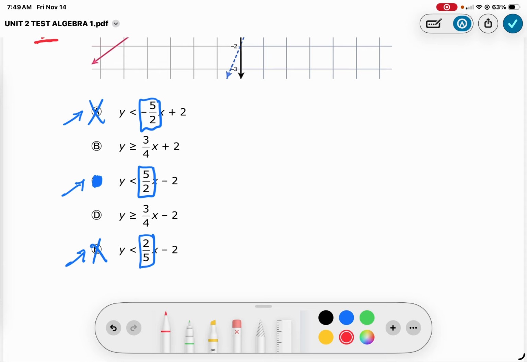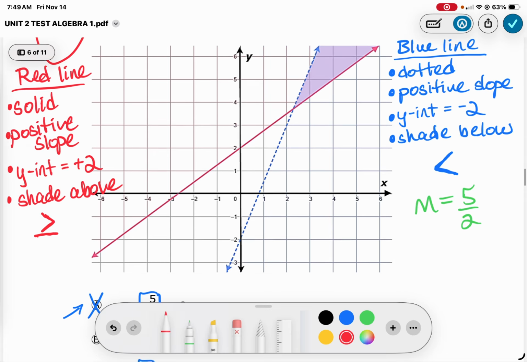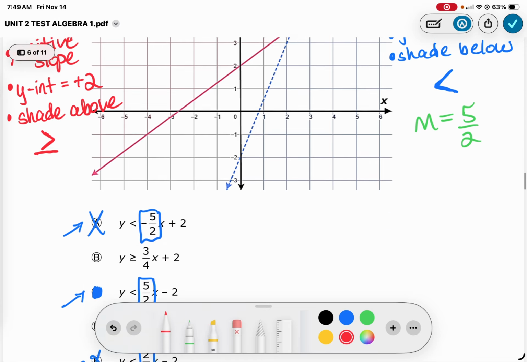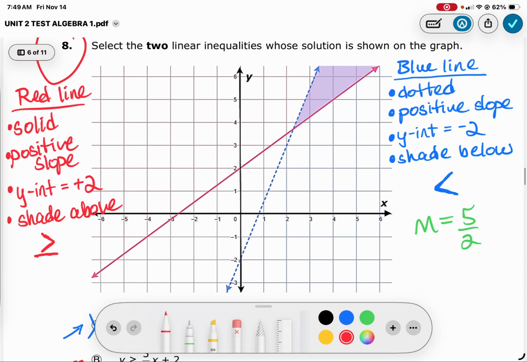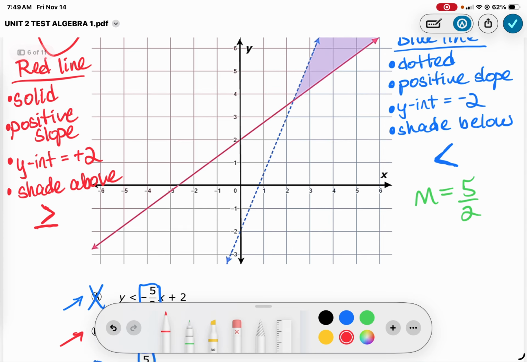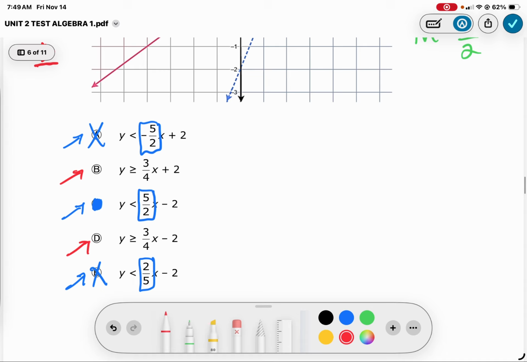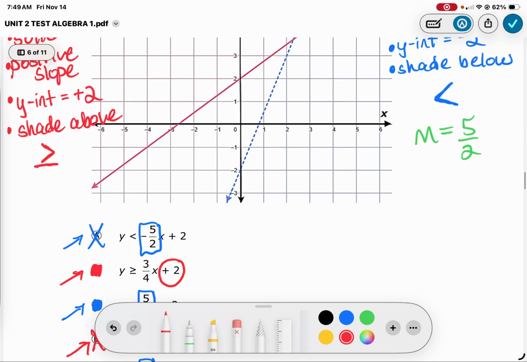Now let's talk about the red line. The red line has to have greater than or equal to, which B and D both have. The y-intercept has to be +2. Well, between these, D has a -2 and B has a positive 2. So D is not going to be our correct answer. It would be B here. So our two answer choices should be B and C for number 8.